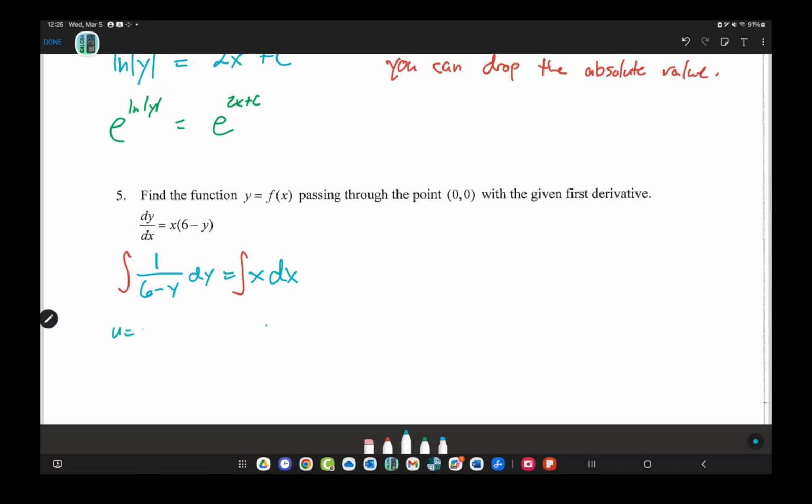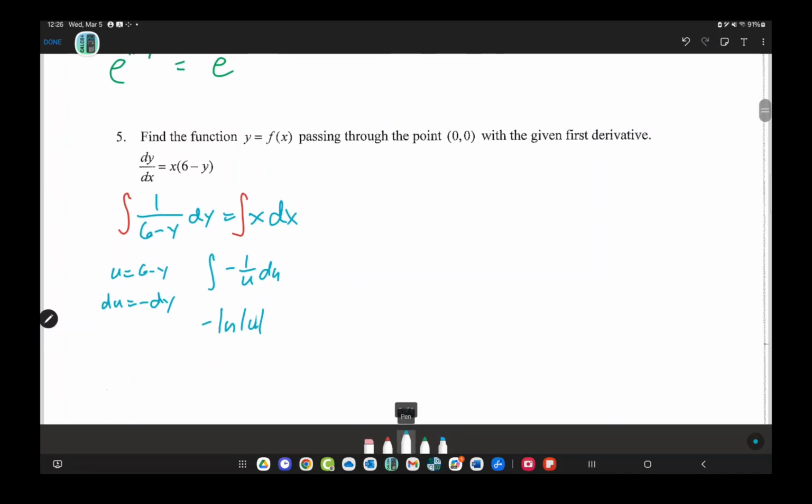So u is equal to 6 minus y, du is equal to negative dy. So we have the integral of negative 1 over u du, which gives you negative natural log of u, which becomes negative natural log of 6 minus y. Gives you, again, just 1/2 x squared plus c.